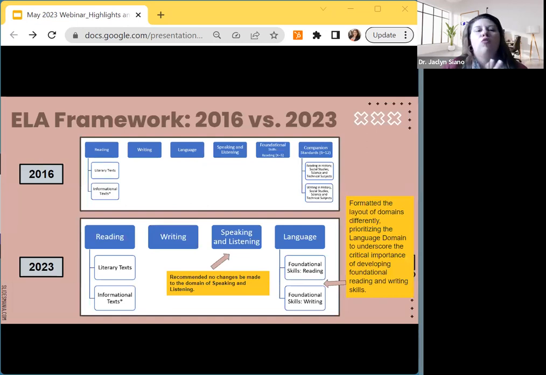They also did some work on restructuring the framework of how the standards are categorized.